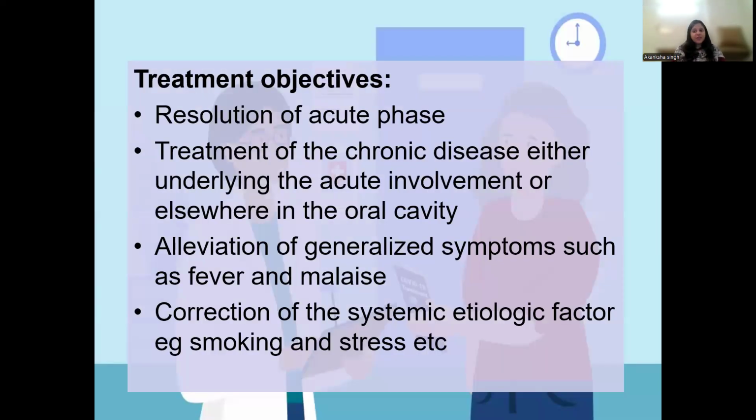Treatment objectives are very important. First is to resolve the acute phase, because in the acute phase there will be bleeding, there will be pain, there will be so many things. Treatment of chronic diseases: for example, if there are any predisposing factors, syphilis, HIV, whatever acute involvement is there, treat them first. Alleviation of generalized symptoms such as fever, malaise. Correction of systemic etiological factors is also required, such as avoiding stress, and avoiding smoking and tobacco.